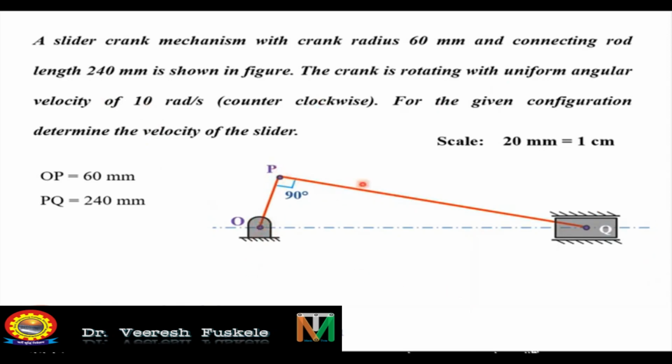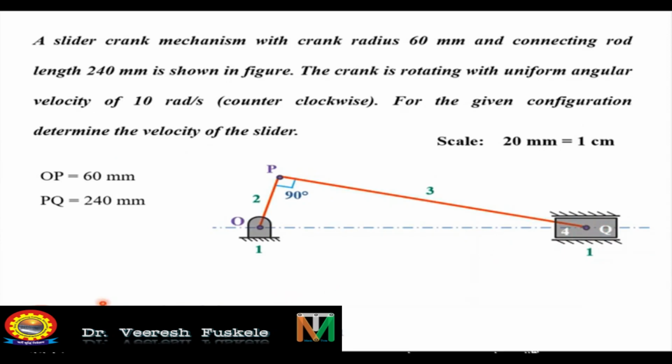The connecting rod is pivoted to crank at point P. Similarly, the slider is pivoted to the connecting rod at point Q. Now let's mark the links. The fixed link as 1, the crank is link 2, connecting rod is link 3, and the slider is link 4. So we need to find out the velocity of the slider. That means the velocity of link 4 or velocity of point Q as it is on the slider.